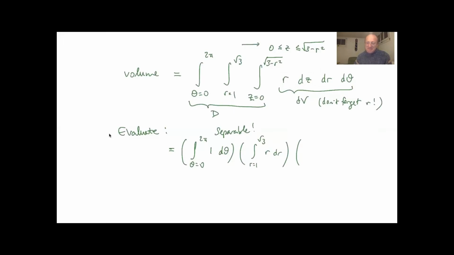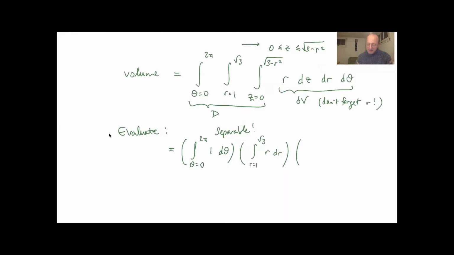I'm sorry. It's not separable. Okay. The function that appears here is a product of a function of theta, namely 1, times a function of z, namely 1, times a function of r, namely r. And that's one of the things you need to have a separable integral.